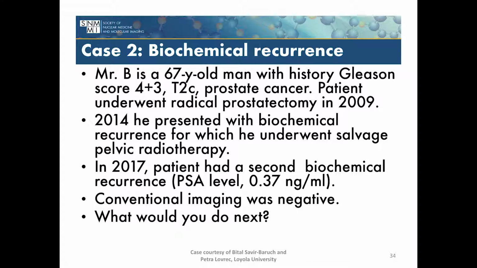This is Mr. B. He's a 67-year-old man, history of Gleason score 4+3 T2C prostate cancer. He underwent radical prostatectomy in 2009. In 2014, he presented with biochemical recurrence, for which he underwent salvage pelvic radiotherapy. In 2017, he had a second biochemical recurrence, PSA level 0.37 nanograms per ml, and conventional imaging was negative. This is a case that was provided to me by some of our colleagues at Loyola University, Dr. Saver Baruch. And so what would you do next for this patient?